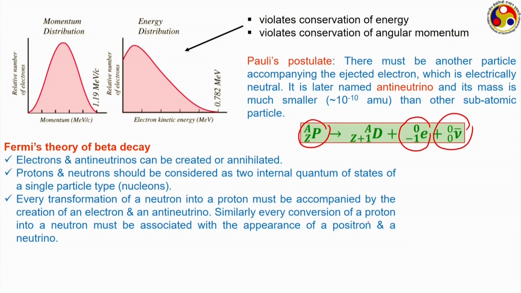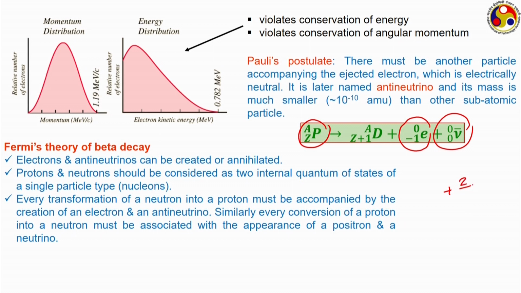Secondly, protons and neutrons should be considered as two internal quantum states of a single particle type, which is nucleons. Basically, again from the nuclear physics point of view, both types of nucleons are comprised of quarks. There can be two types of quarks, the up quarks and the down quarks. The up quark carries plus 2/3 element of charge, whereas the down quark carries minus 1/3 element of charge. A proton has two up quarks and one down quark in its structure, which gives a total charge of 1 unit to a proton.